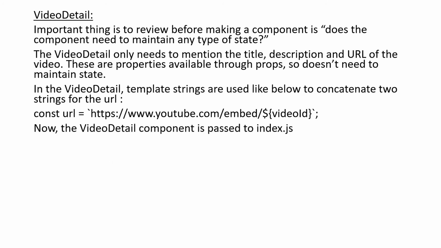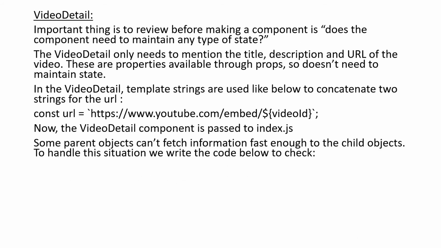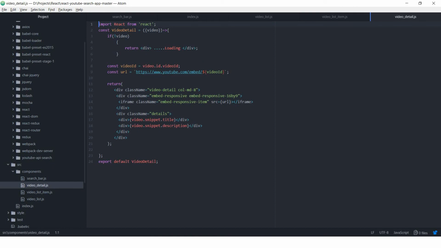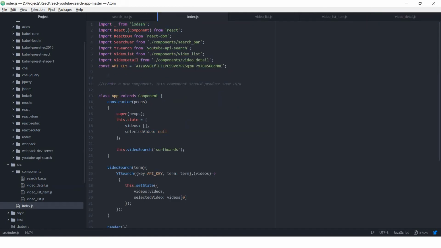Now the VideoDetail component is passed to index.js, as some parent objects. So this is exported from VideoDetail. VideoDetail is passed to index.js. So we are exporting the VideoDetail. Now in the index file, we see that we are importing VideoDetail from this folder.